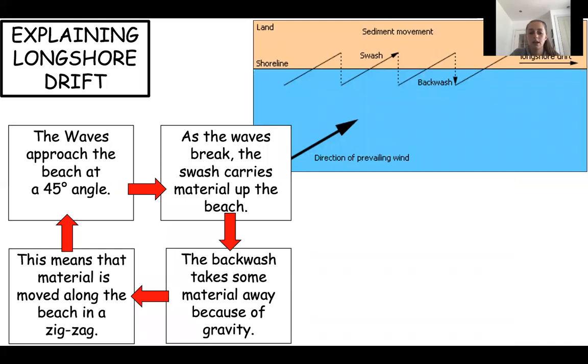So here's a little flowchart explaining the process of longshore drift. It's a continuum. Longshore drift of that material, of a rock, might stop if the coastline changes shape. But otherwise it's a continuum, and it'll be happening along that coastline. The waves approach the beach at a 45-degree angle, that's swash. As the wave breaks, the swash carries material up the beach. It might deposit it, but then the backwash will take some of the material back away because of gravity. So this means that the material moves along the beach in a zigzag.